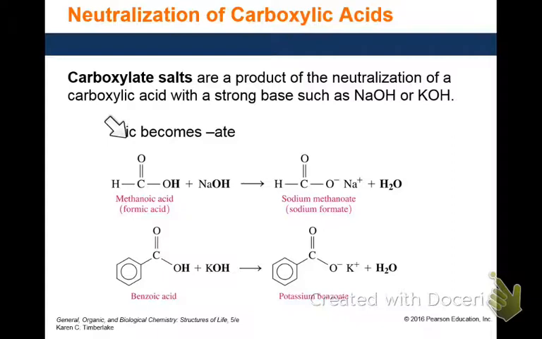And so ick. If it's a methanoic acid, its conjugate base, this is Bronsted-Lowry, when it's neutralized becomes known as methanoate. So you take the ick of the name, like this.